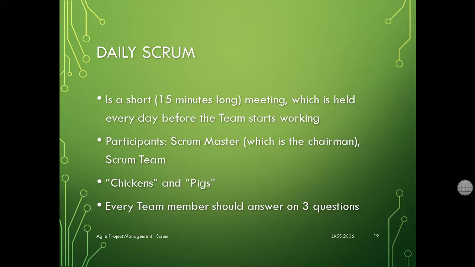Participants here should be the Scrum Master and the Scrum Team, of course. It's about chickens and pigs. I'm not fully aware of what that means, but I think they mean that there are probably going to be discussions in between. You're going to try to fight each other over what has been done or not. And as you can see here, every team member should answer these 3 questions.